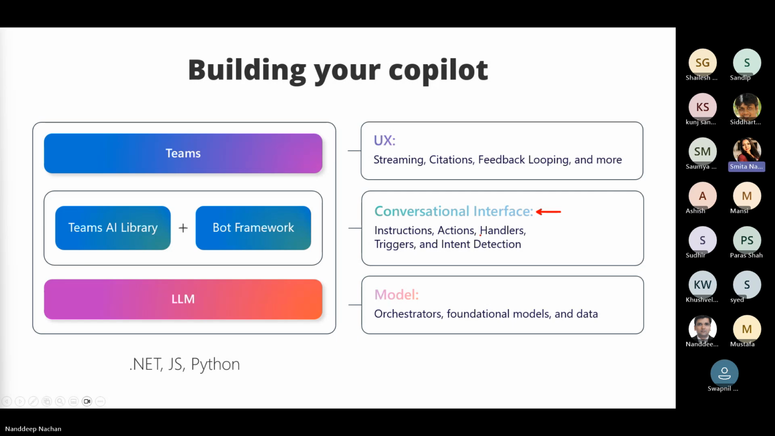When it comes to triggers and intent detection, it identifies the user's intent and determines when certain responses or workflows should be activated, making the interaction smoother and more intuitive. So this is about these functional layers. When it comes to the model, orchestrators coordinate between the LLM, data sources, and actions to ensure the responses are relevant, accurate, and contextually appropriate.